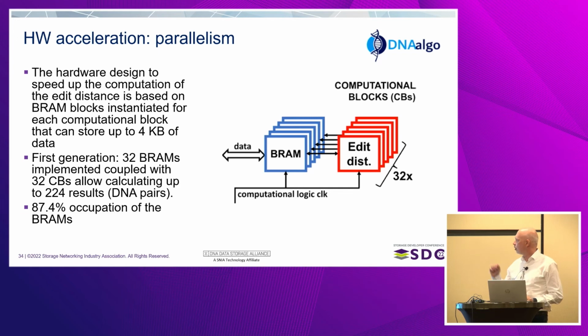Yeah, so I think the first point, as I said, was for us to understand if, because it's not a given, right, that it can accelerate by using hardware, because you have the communication with the software infrastructure. So here we decided for a parallelism of 32. And actually we already got pretty high occupation of the block RAMs here. You see 87.4%.